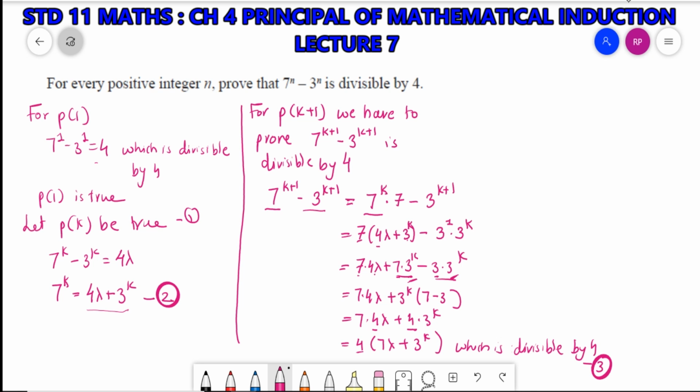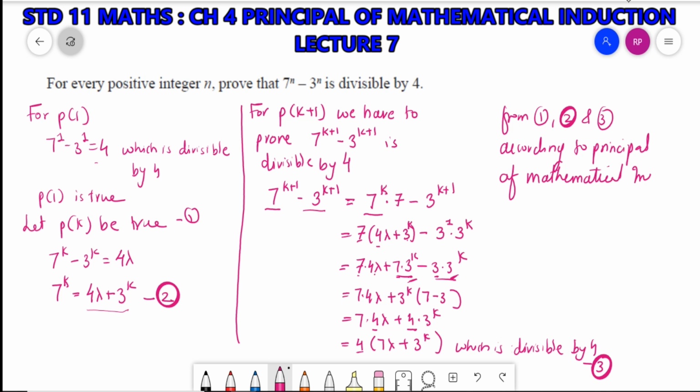Let's call this 3. So from 1, 2, and 3, according to principle of mathematical induction, P of n is true for every n belonging to N. Clear? Just note down this question.